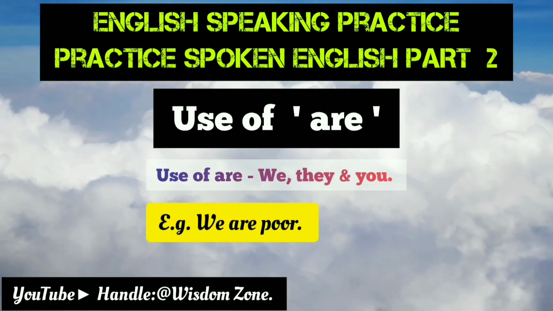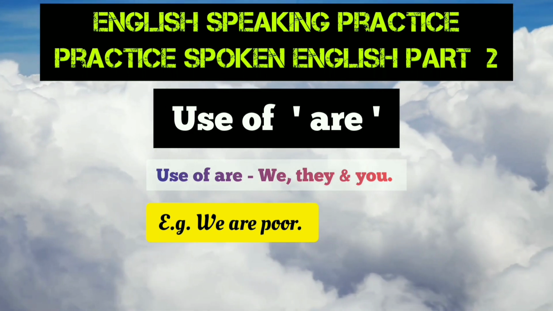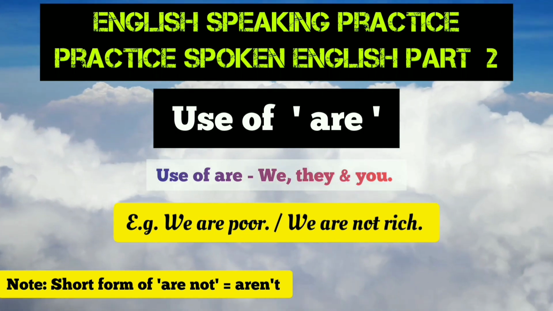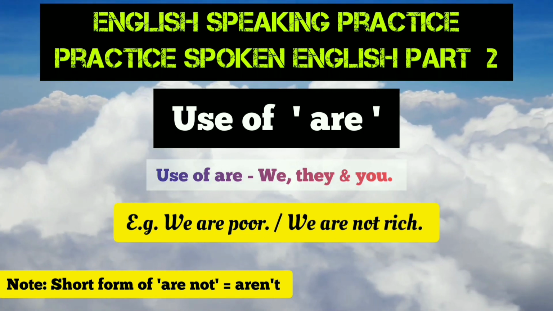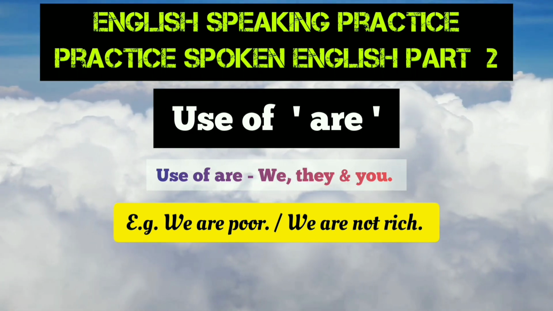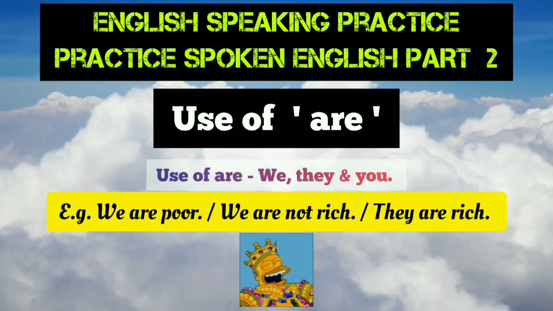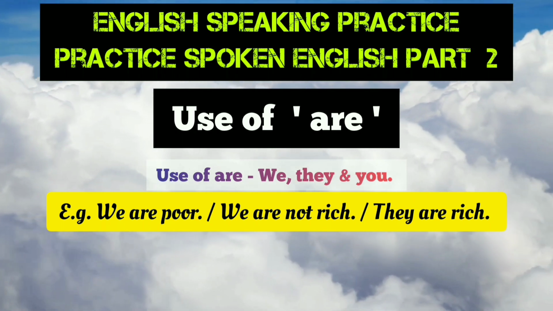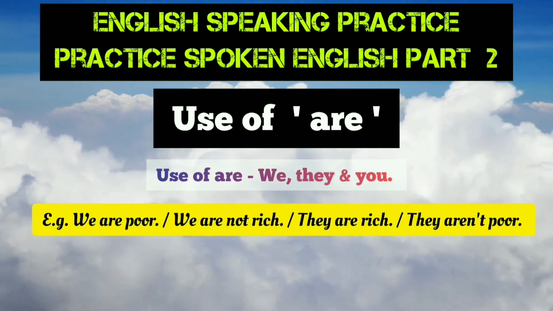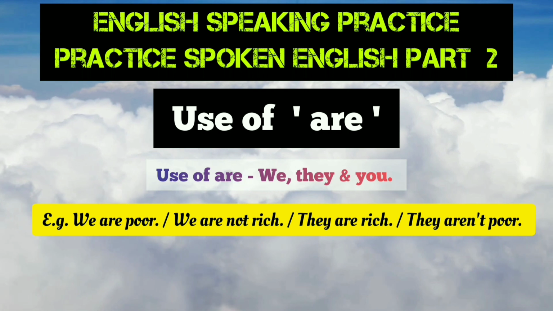As you see the first sentence, we are poor. So it's a positive sentence. Similarly, we can make a negative sentence, we are not rich. So that's a negative sentence. You can again use short form, that is contraction, we aren't rich. So see the next sentence, we are using they here. They means third person plural, they are rich. And similarly you can make a negative sentence, they aren't poor. So that's the way you can use are, auxiliary are, to talk about plurals.